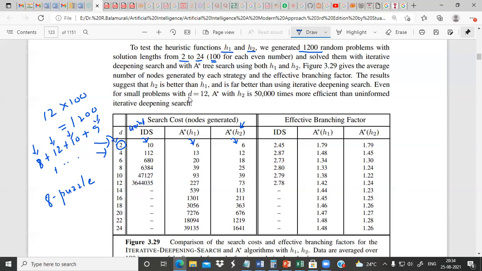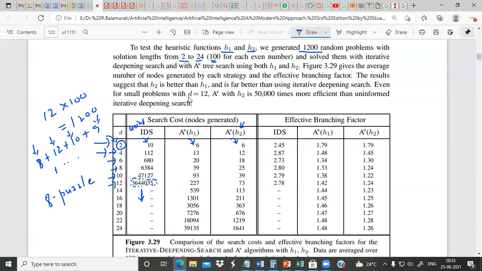Okay, but you see, as the depth increases, when the depth becomes 4, 6, 8, 10, when the depth becomes 12, it is generating this many nodes, and its memory requirement will increase exponentially. Beyond this we are unable to use IDS, iterative deepening depth first search, because it is generating more nodes. It is going beyond the memory requirement. But when you see the A-star algorithm, with H1 it is gradually increasing.